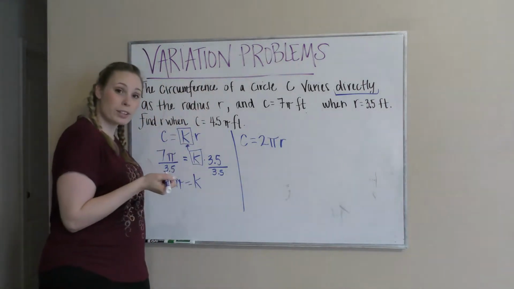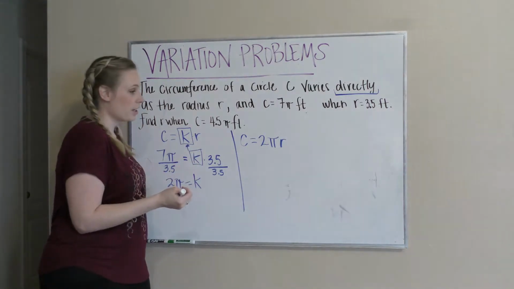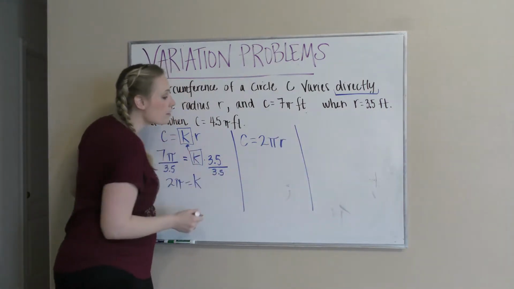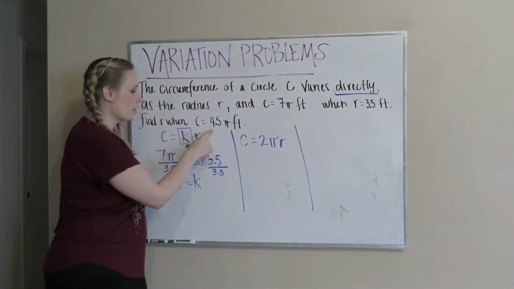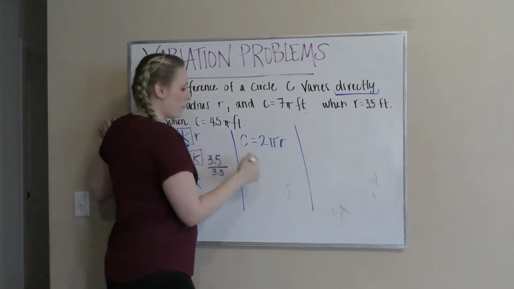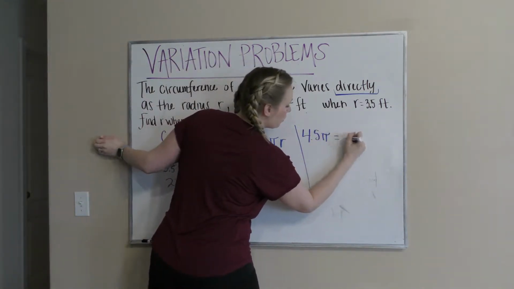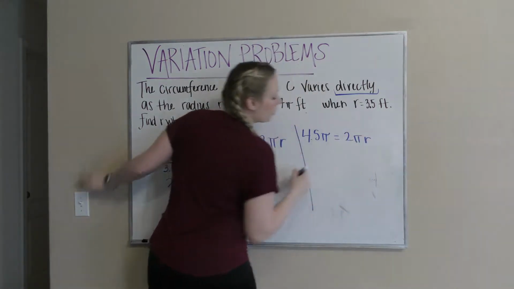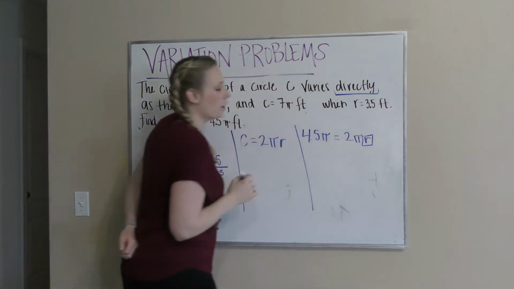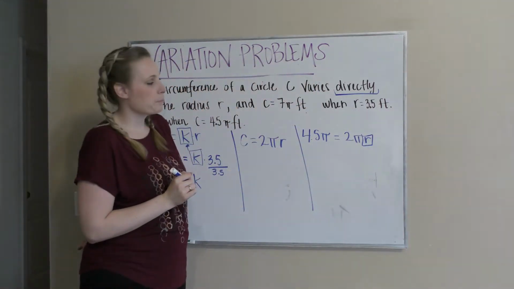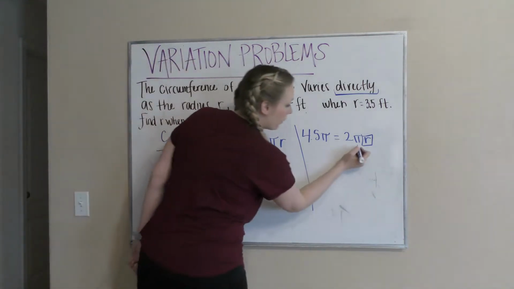And that should look familiar to you. Circumference is always 2 pi times your radius. So knowing that, we can find what the radius is if the circumference is 4.5 pi. So we'll set that up with 4.5 pi equals 2 pi r. We're trying to get r by itself. So how do we do that? Oh yeah, we divide by 2 pi.